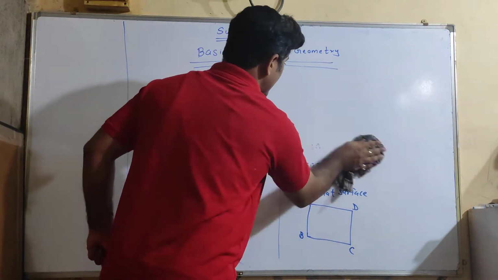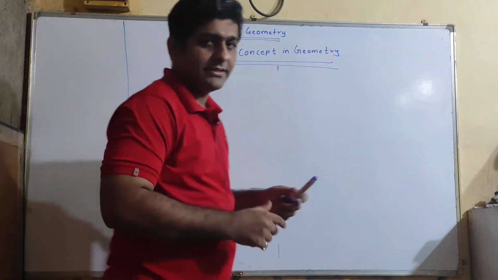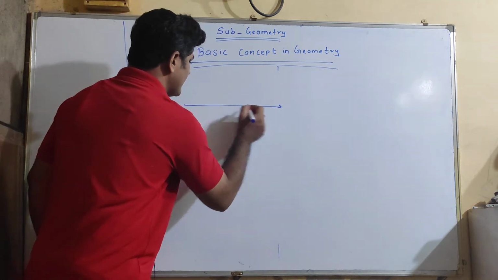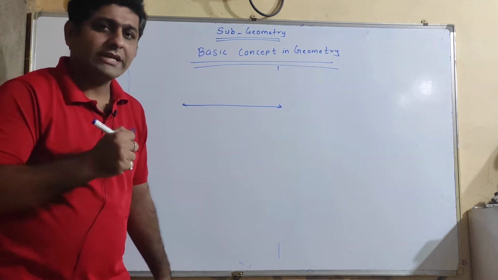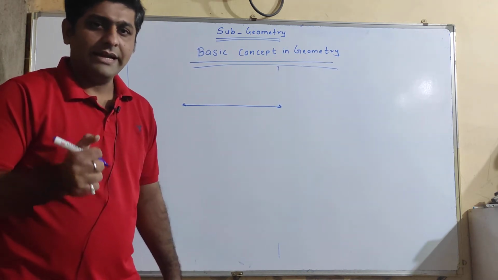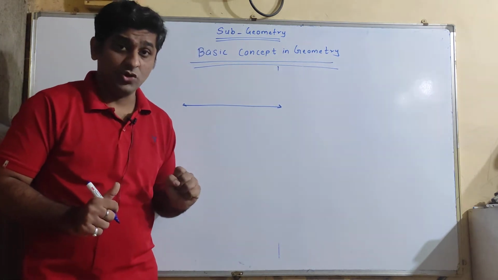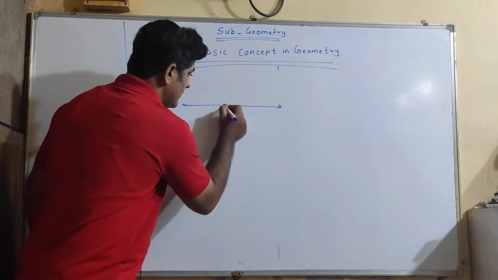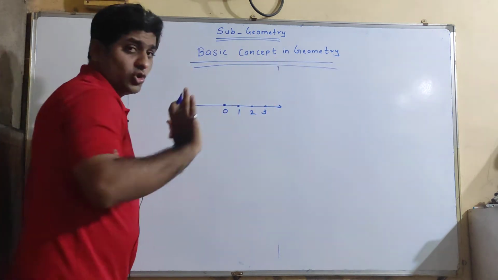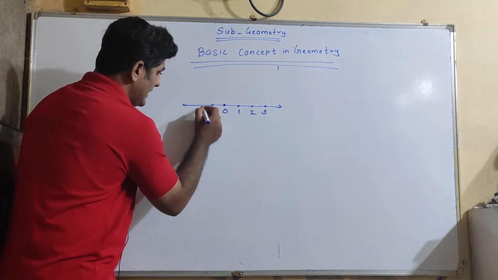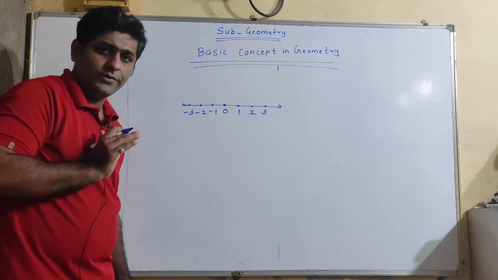Now students, in our lower standard, we learnt about number lines, correct? Let's draw a basic number line over here. I think, students, everybody is aware of what a number line is. A number line consists of positive numbers, negative numbers and 0. So this is 0, 1, 2, 3 and so on. Similarly over here, -1, -2, -3 and so on. Correct.